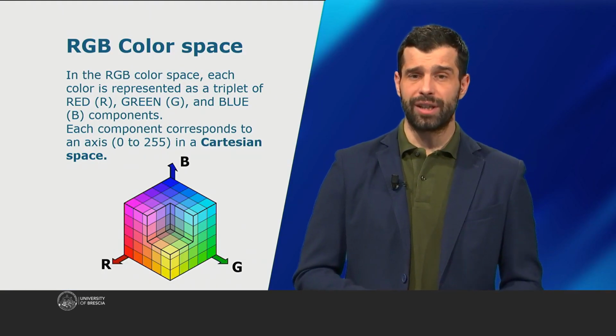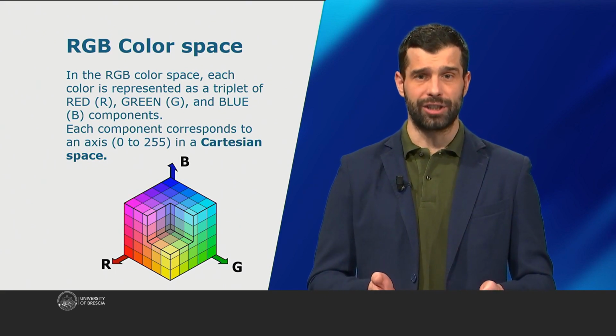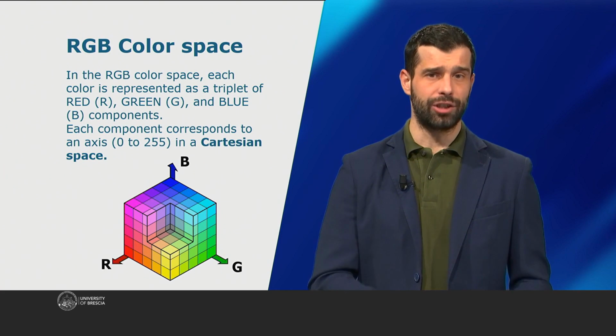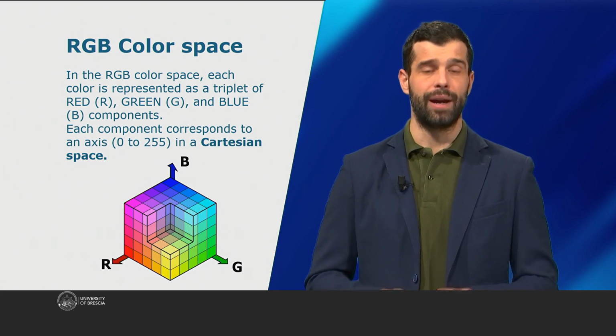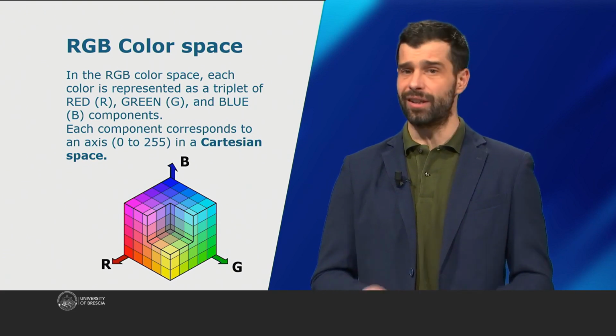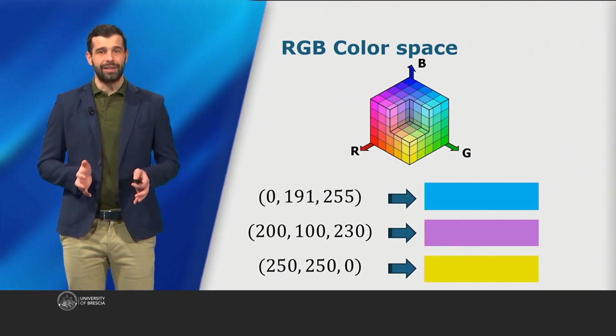Graphically, the RGB color space can be seen as a Cartesian cube where each axis represents a color. In this case, each axis can go from 0 to 255 and will represent the shade of red, the shade of green, and the shade of blue. Let's look at an example.